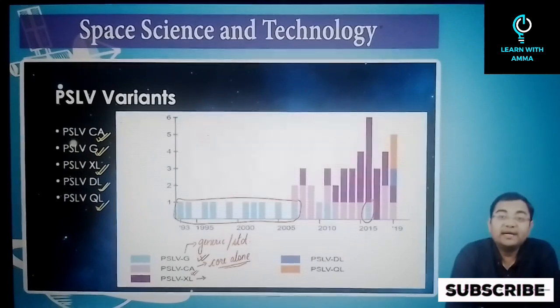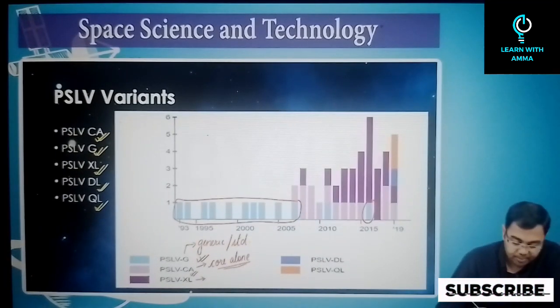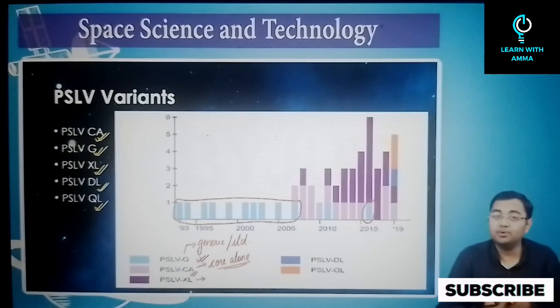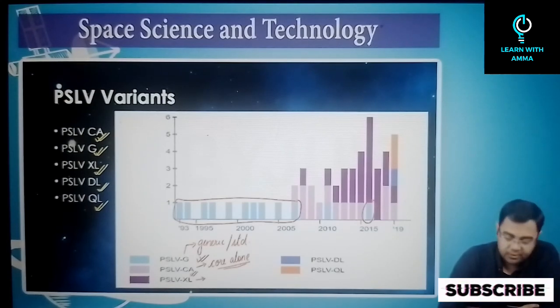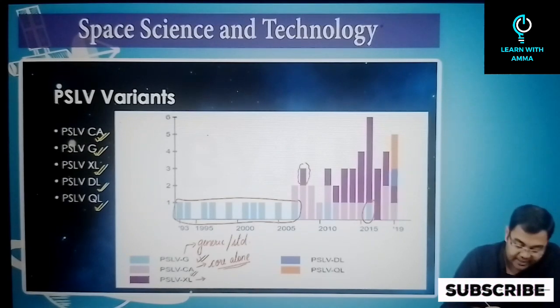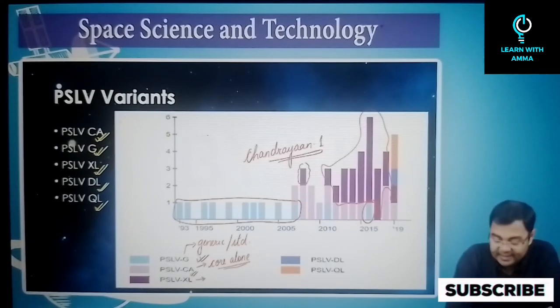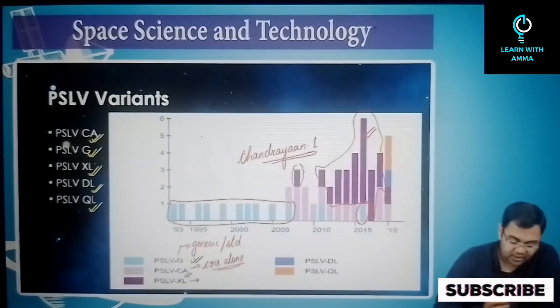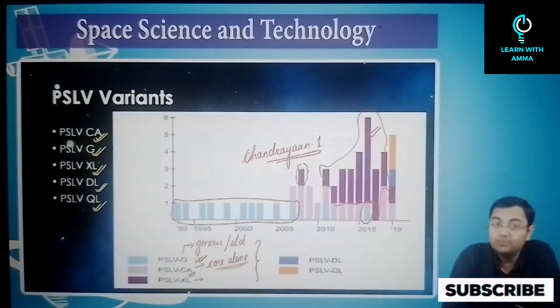Then you have the XL variant. XL variant is the biggest variant which can carry a larger amount of payload as compared to the other variants. So as you see, 2008 was the first time when XL was used, and this basically was for Chandrayaan 1. For the first time XL variant was used, and then after that you will see that in the last few years the use of XL variant has increased a lot. In 2016 specifically, you can see that all the launches apart from one generic version launch, all the other launches were PSLV XL launches. So these have been the three which have been in the news widely.